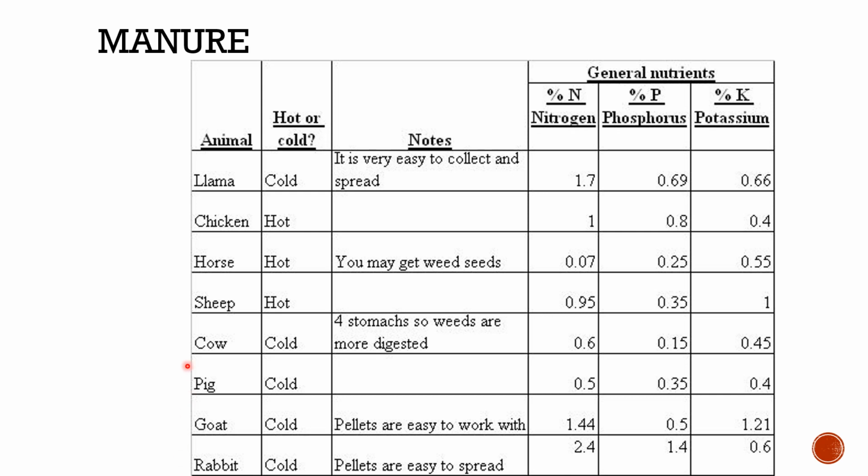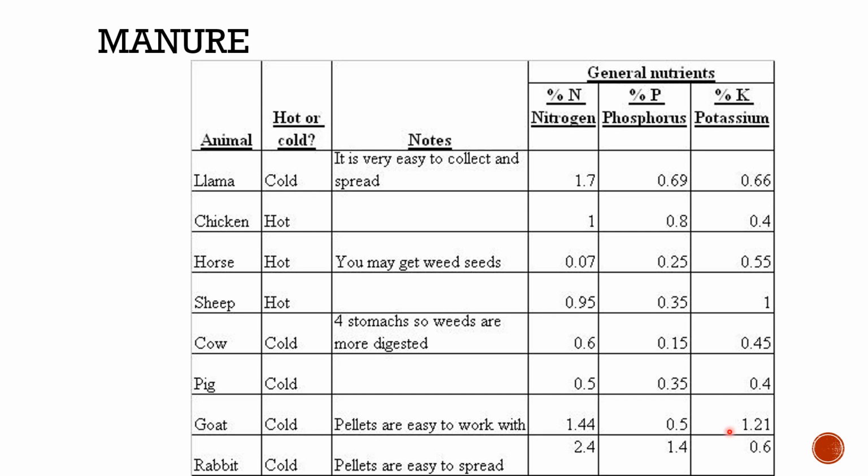The hot ones, chicken, horse, and sheep, need to be composted down. So make a compost pile and get it fully composted down before you apply those to your soil. There are different nitrogen, phosphorus, potassium levels of these. Interesting that way down when we get to the rabbit, very high nitrogen and phosphorus, and there's potassium there. So if you're needing higher numbers of potassium, you might want to go with goat.